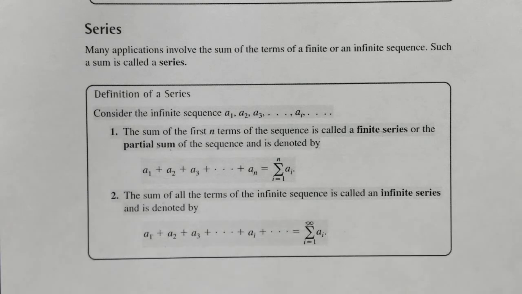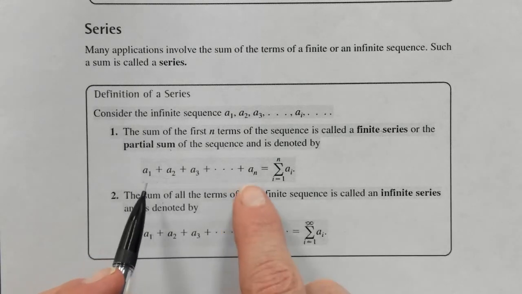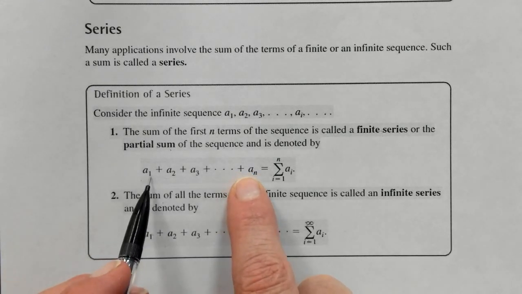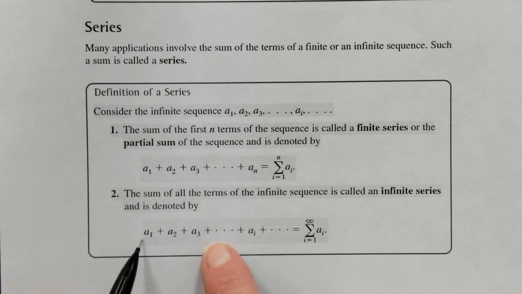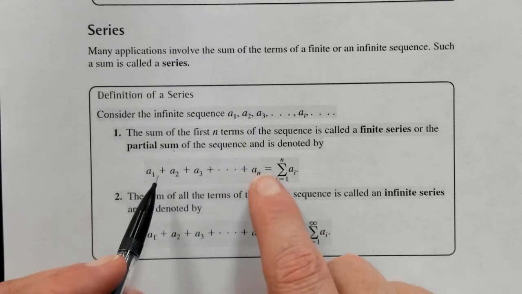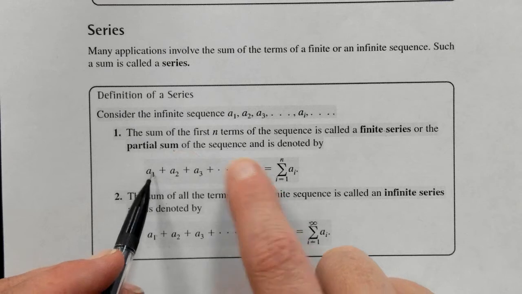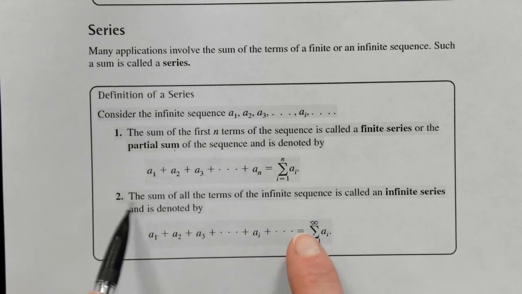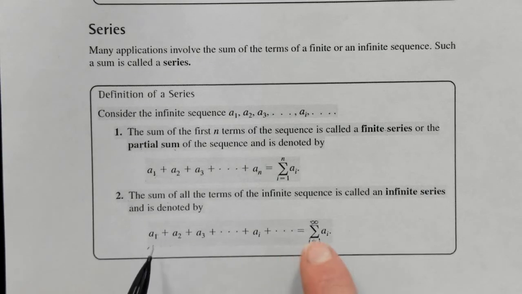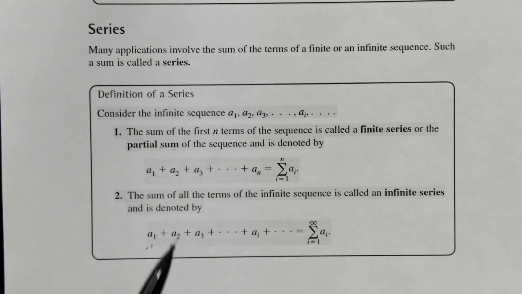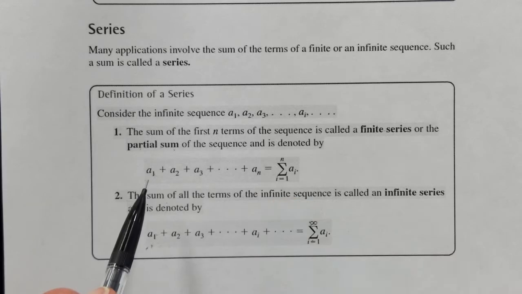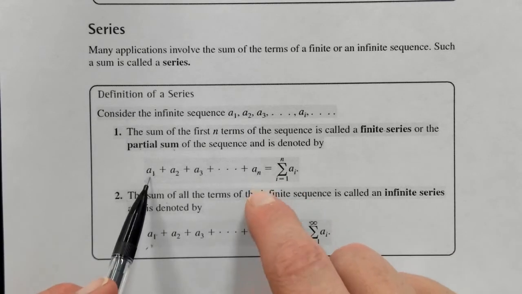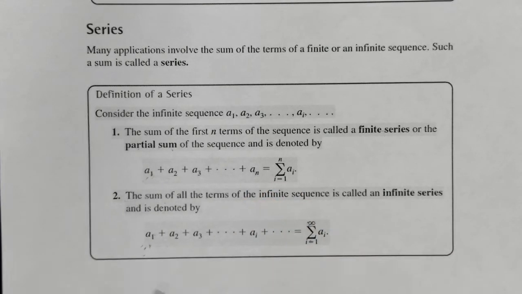But anyways, you've got finite series, where the series stops, and infinite series, where the series never stops. The sum of a finite series is called the partial sum. And then, of course, you can take the sum of all of the terms in an infinite series. So you can take the sum of the terms of a finite series or the sum of the terms of an infinite series.